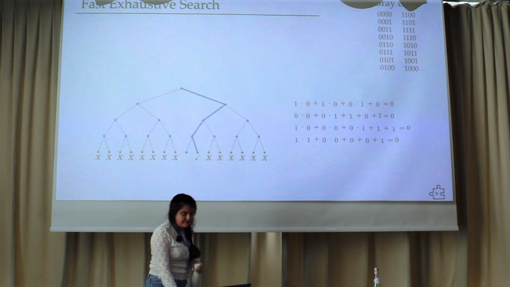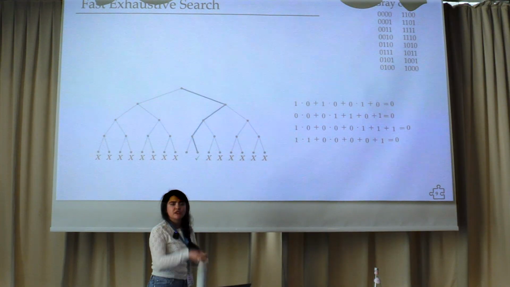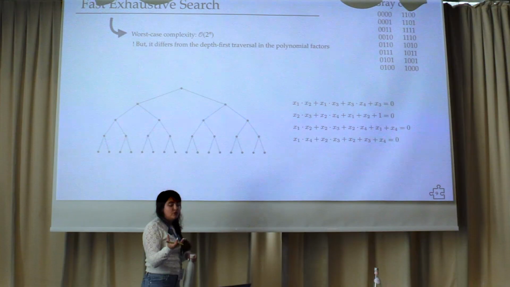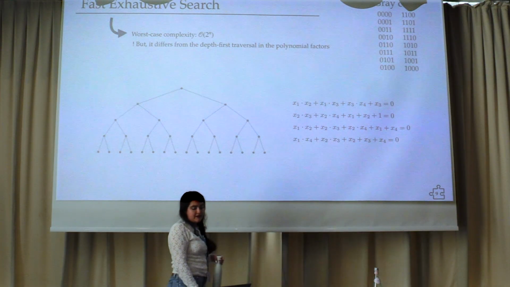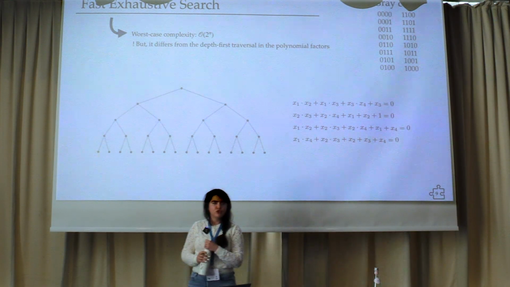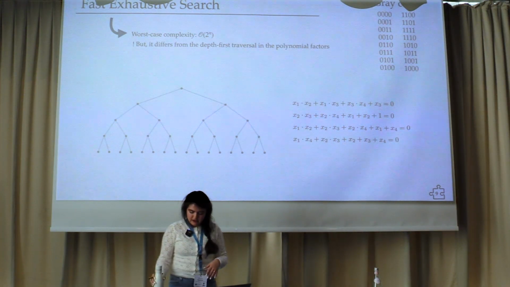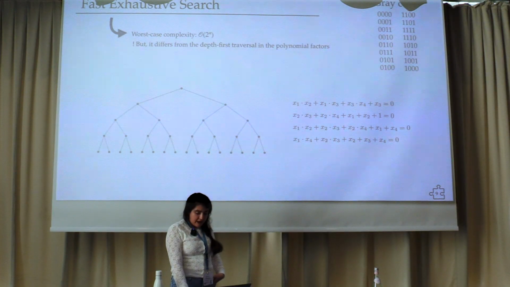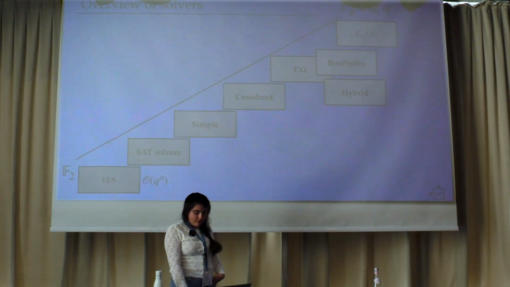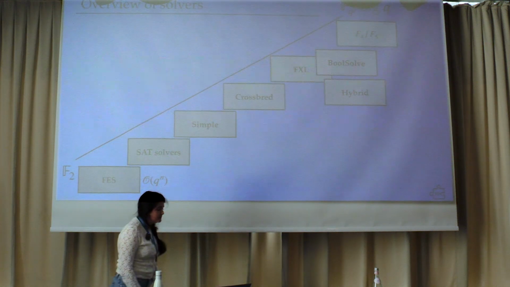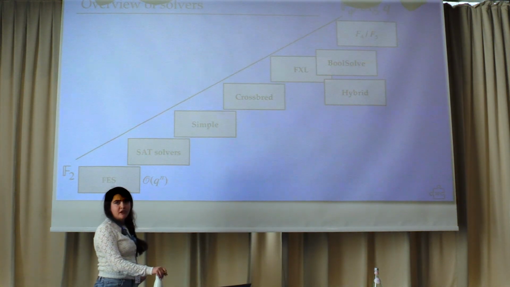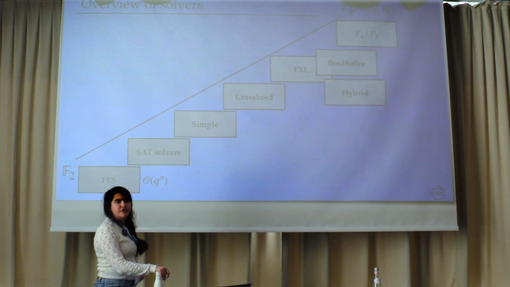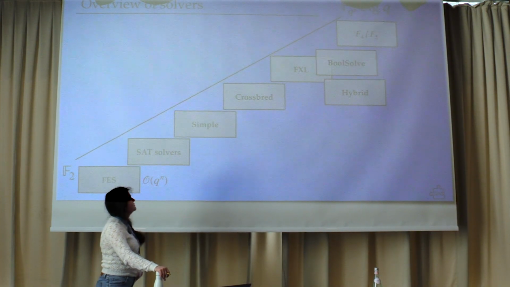Okay, so this library does this implementation and many other implementation optimizations. Still, the worst case complexity is 2 to the n, but it differs from the depth-first traversal in polynomial factors. You can even argue that it differs asymptotically. That one is hard to beat in practice over F2 up until, I don't know, 30, 40 variables, it's hard to beat.